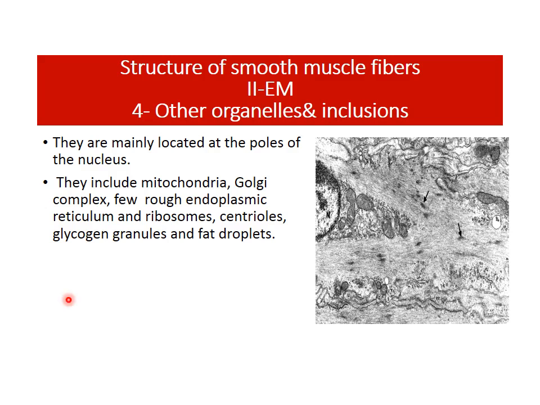Other organelles and inclusions which appear by electron microscope in the structure of a smooth muscle fiber are mainly located in the poles of the nucleus. They include mitochondria, Golgi complex, few rough endoplasmic reticulum and ribosomes, centrioles, glycogen granules, and fat droplets.